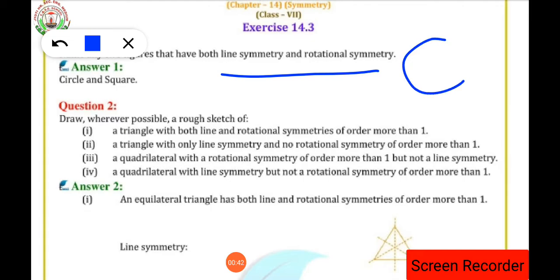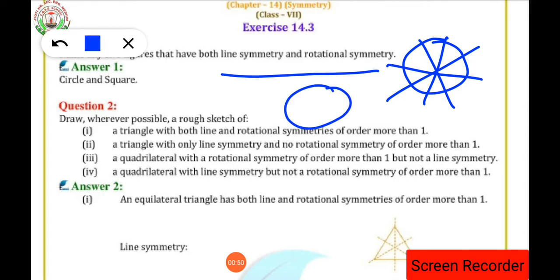So what will be the name of such a figure? Can we consider the circle? A circle has many lines of symmetry, of course infinite lines of symmetry, and a circle has rotational symmetry. Why is it so? Because rotational symmetry depends on three conditions. The first condition is this one, x, this is the center O. So the first condition is the center of rotation. Then second, the angle of rotation.